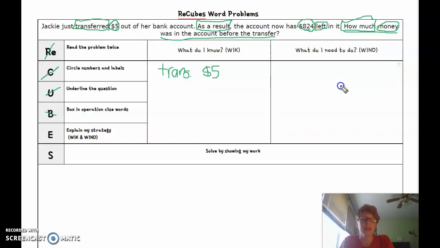Remember, Wick and Wind, they are quick note-taking places. It's not going to be full sentences with periods and capital letters. So transferred $5 out. That does not look like the word out. I apologize. I hope yours looks like the word out. Much better. Transferred $5 out. Okay. What else do we know? That there's $824 left.